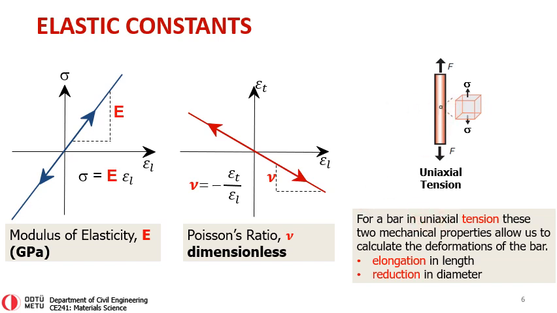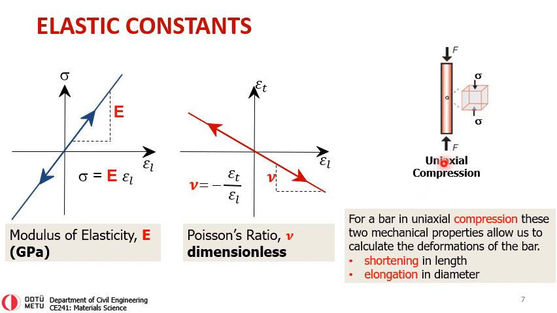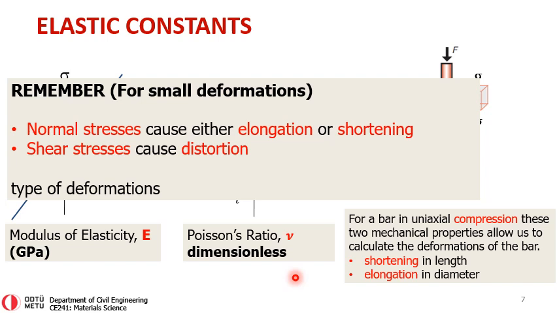We can calculate that. Or the same problem, not in tension but in compression this time. Knowing the modulus of elasticity and Poisson's ratio, we can calculate the shortening in length of this rod or the elongation in diameter. So remember, for small deformations, normal stresses cause either elongation or shortening. So we have normal stresses over here, either tension or compression, and they will cause elongation and shortening. Along the load we can have shortening, and transverse, we can have elongation. And we have learned, for small deformations again, shear stresses cause distortion type of deformations. So we have covered the top part now.